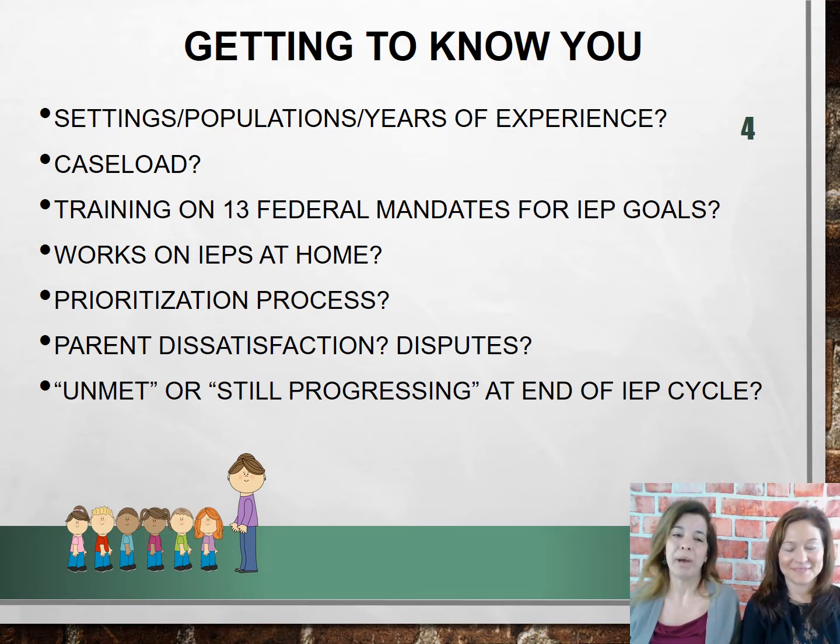We also want you to think about your prioritization process. How do you determine which goals will take priority for the IEP cycle? This is an important part of the process. It's challenging. And then think about some of your parents. Have they been dissatisfied? Have you had formal disputes or any resolutions or due process hearings? At the end of your IEP cycles, are you still finding unmet goals, or that your students may be progressing but just haven't achieved those end lines? Those are all things we want you to think about.